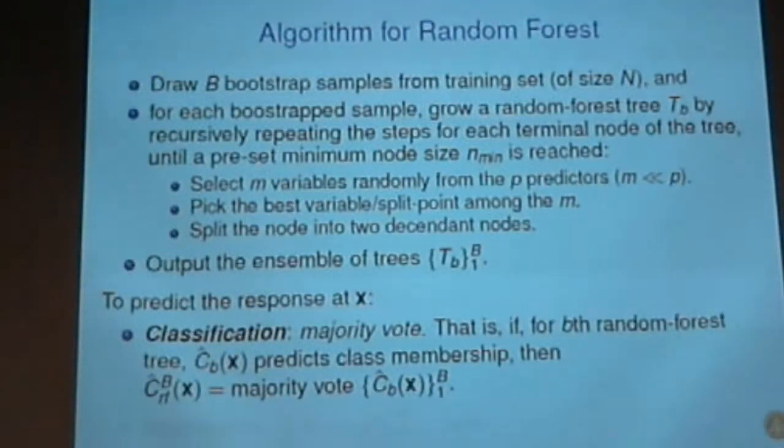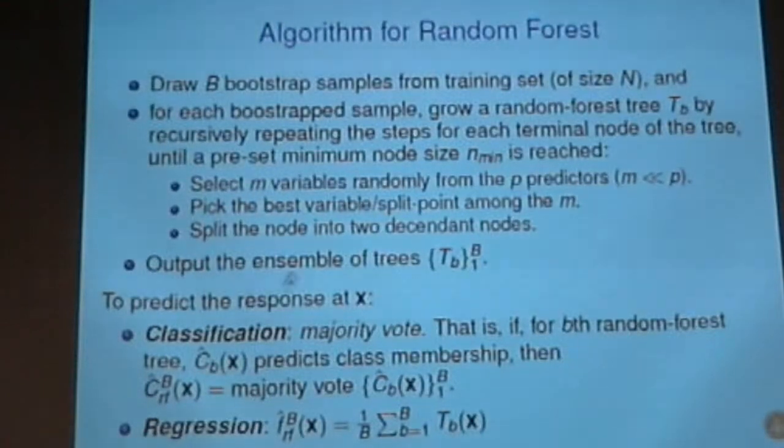Because for classification, it's done by voting. So the majority vote prevails. In this case, if B is a random forest tree predicting class membership, then you use majority votes. And for a regression tree, it's basically taking the average. You take the average of the predicted response out of each of these trees. So that's the basic idea of the algorithm for random forest.